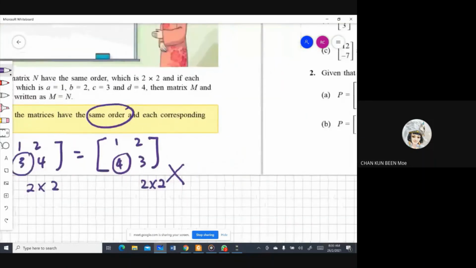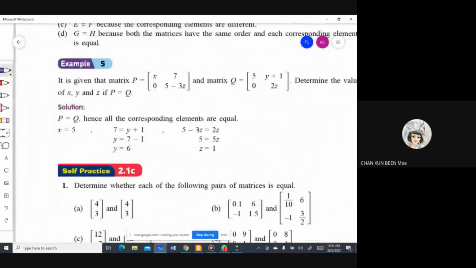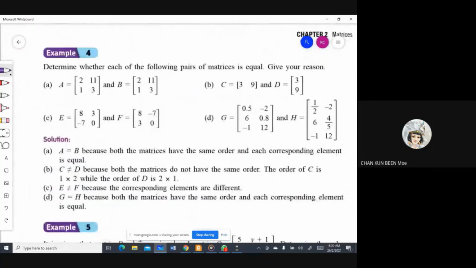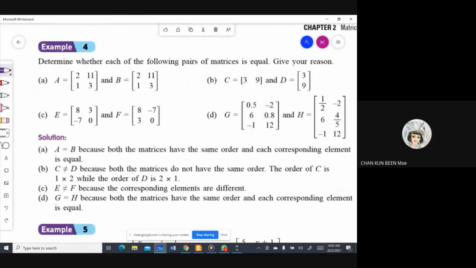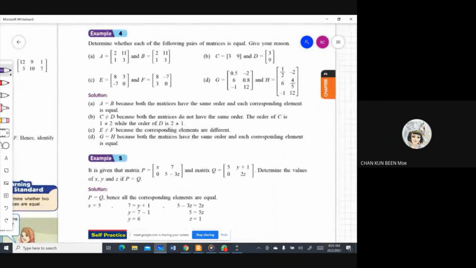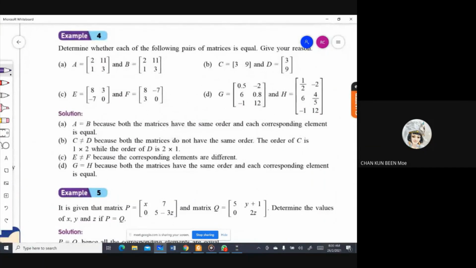Now we look at the example to determine whether they are equal or not. Example 4: determine whether each of the following pairs of matrices is equal and then give your reason. So we look at A. A is equal to 2, 11, 1, 3, and B is equal to 2, 11, 1, 3. The order of the matrices is the same, 2 by 2, and each of the elements inside is the same, right? Therefore, these two matrices are equal.